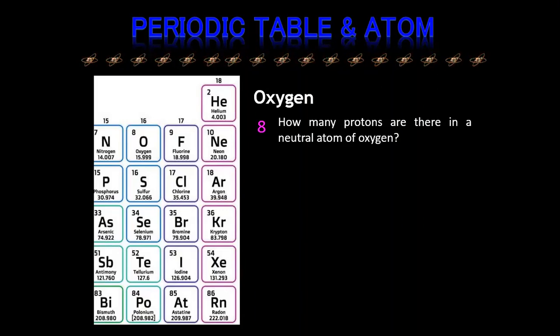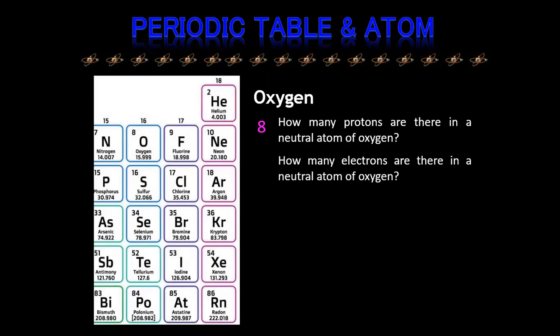Okay, now, here's another question, a little trickier. How many electrons are there in a neutral atom of oxygen? Now, the key word here, besides oxygen, is neutral. If it is neutral, we know the number of protons equals the number of electrons, or the number of electrons equals the number of protons, which is 8. All right. Okay, let's try the same thing for another element.